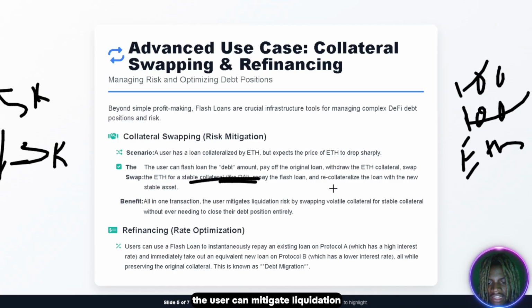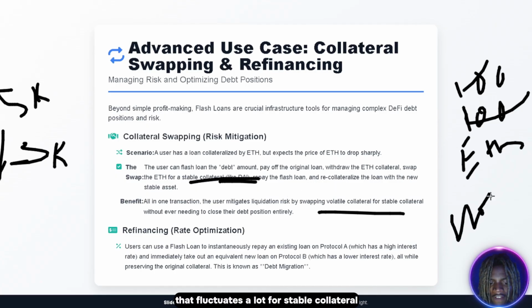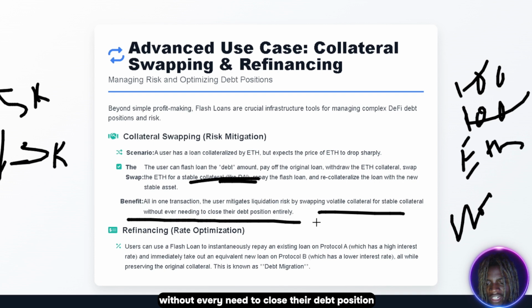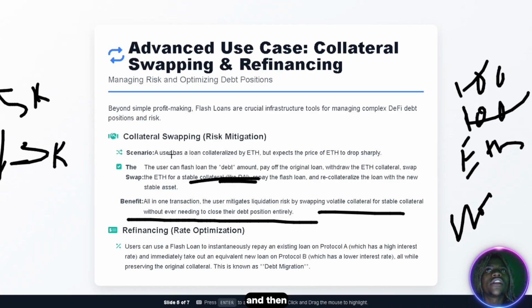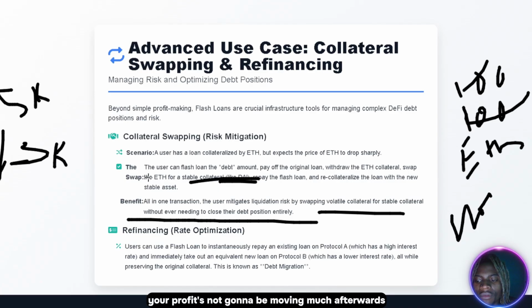The user can mitigate liquidation risk by swapping volatile collateral that fluctuates a lot for stable collateral without ever needing to close their debt position entirely, making your profit being able to be there, and then your profit's not going to be moving much afterwards, inshallah, because you're going to be investing in something stable.